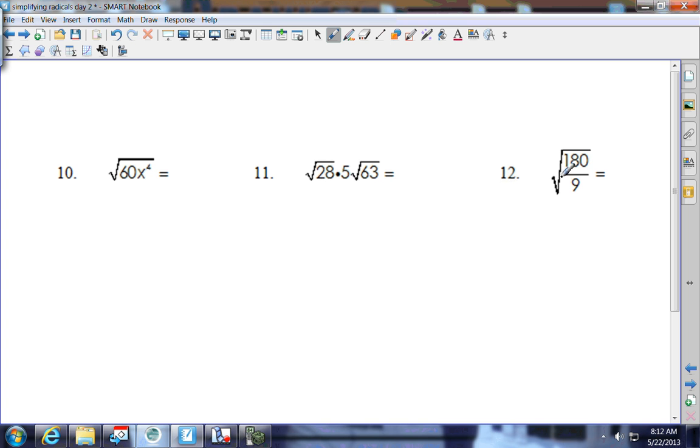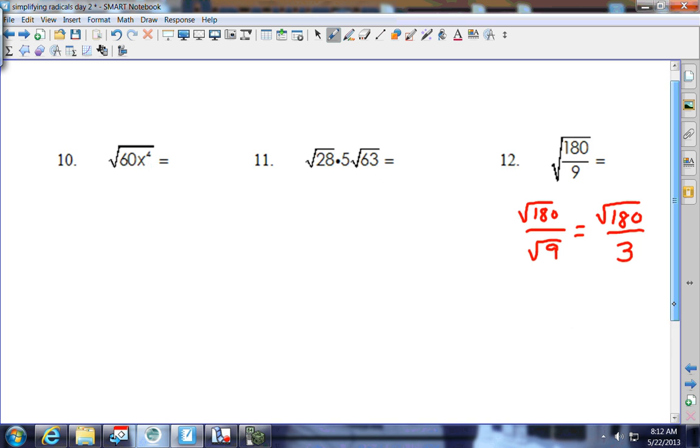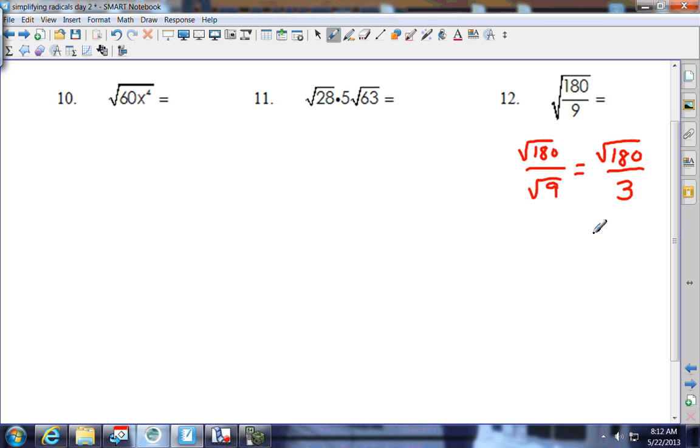All right. Number 12. If I split them up, it says the square root of 180 over the square root of 9. Now, before I try and make us do way too much work, square root of 9 is a perfect square, right? What's the square root of 9? 3 times 3 is 9. So the square root of 9 is 3. Now, I need to break up 180, though. 180, let's see here.